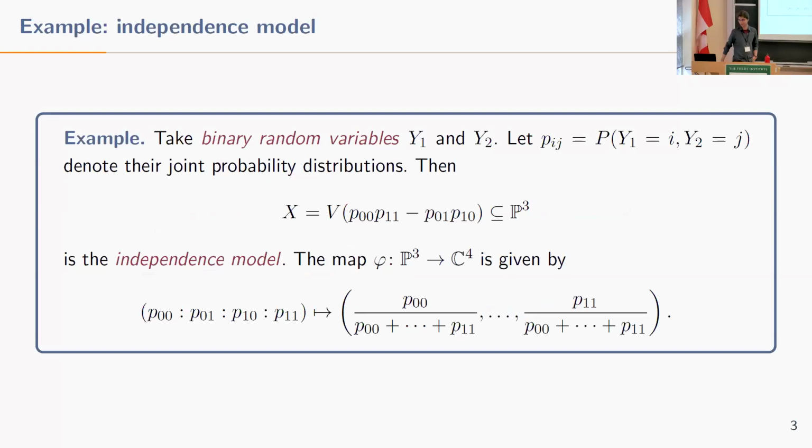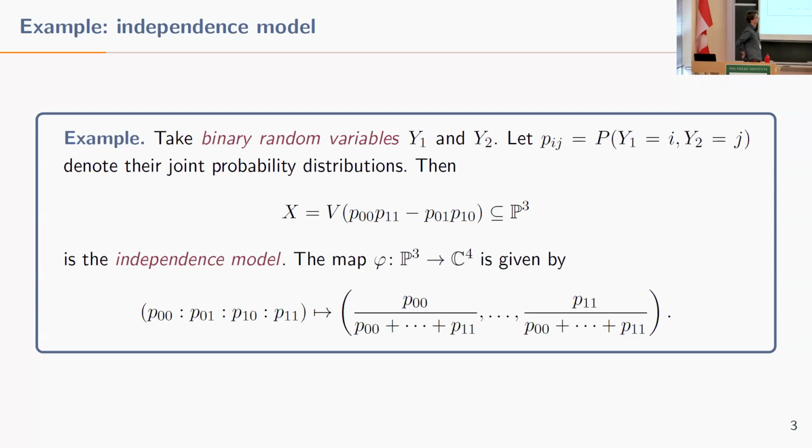Okay, so here's a simple example. I take two binary random variables, y1 and y2, and then I have a joint probability distribution, Pij. Now y1 and y2 have states 0 and 1 each. So I get states P00, P01, P10, P11. And then I can write down this variety, which is cut out by a single equation. And I claim that this is the independence model. Now, why is this the case?